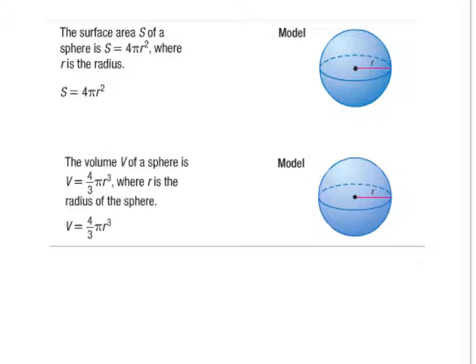Two formulas you need to know: the surface area and the volume of spheres. The surface area of a sphere equals 4 times pi times the radius squared. Okay, so notice the surface area is a measure of area, and we have a radius squared. The volume of a sphere is 4/3 pi r cubed. Notice we're doing volume, and we have our radius cubed. Surface area, 4 pi r squared. Volume of a sphere, 4/3 pi r cubed.